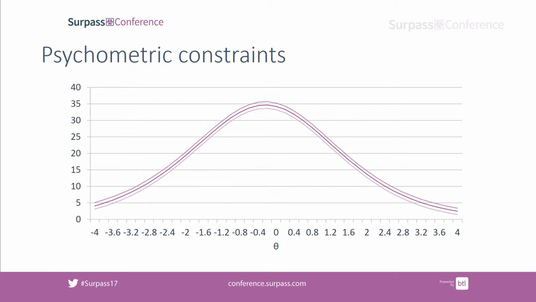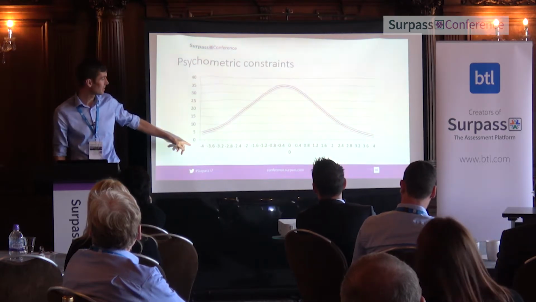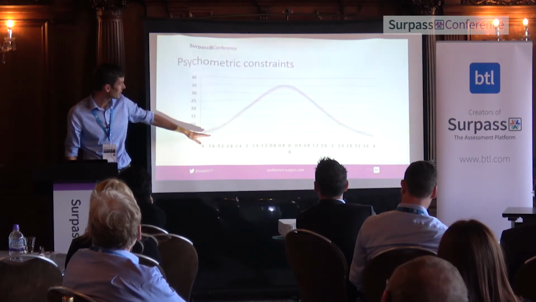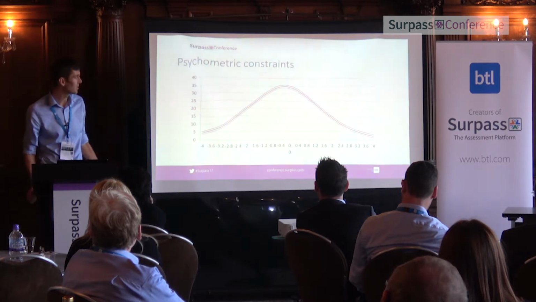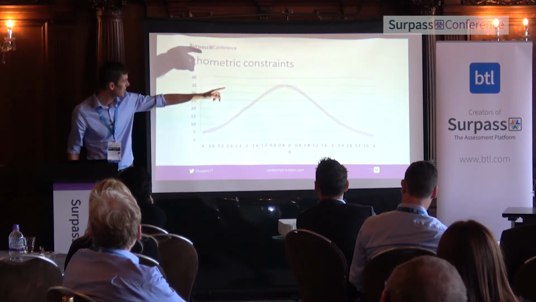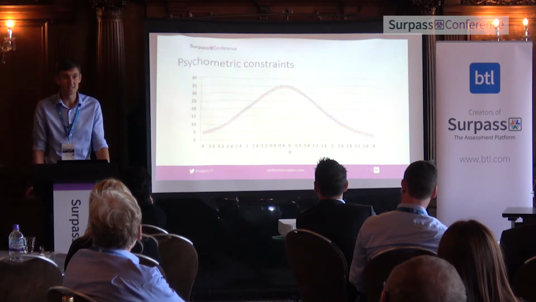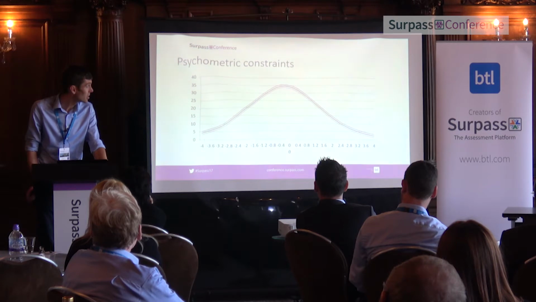But each item has a function a bit like this. Theta along the x-axis is candidate ability, and the y-axis is how much information there is in the test. It tells us that at -4, which is the lowest ability candidate, up to 4, which is the highest ability, at the highest and lowest abilities, it's not going to tell us much. Whereas in the middle, where it peaks, it's going to tell us more about how good the candidate is, if they're in that range.